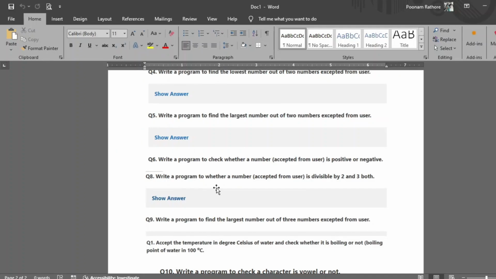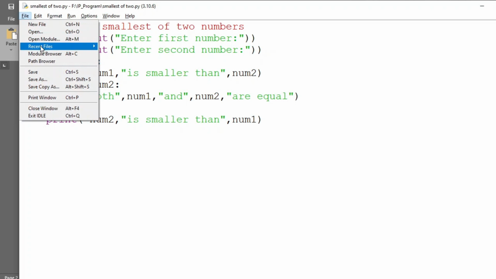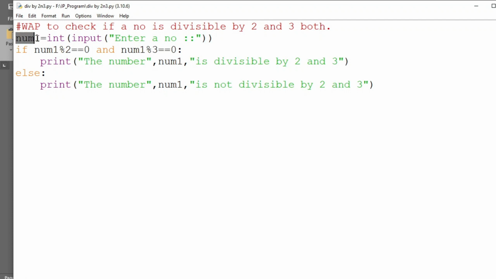Check whether the number is divisible by 2 and 3 both or not. So how would you check that? You will use the AND operator here, because you have to check the divisibility of both 2 and 3. Again, you will check whether the remainder is 0 in both the case or not. Input from the user in a variable num1.